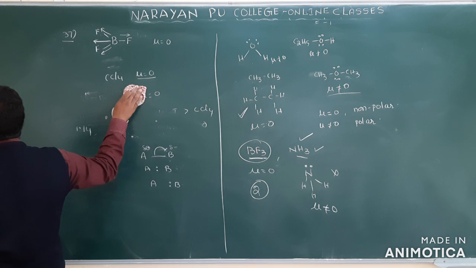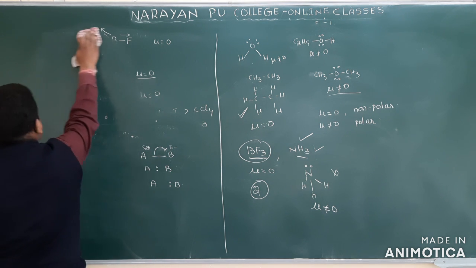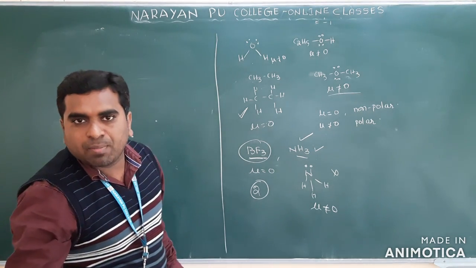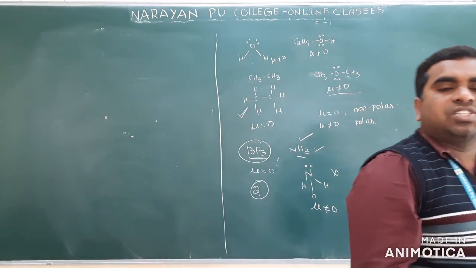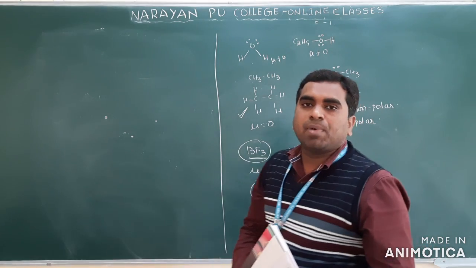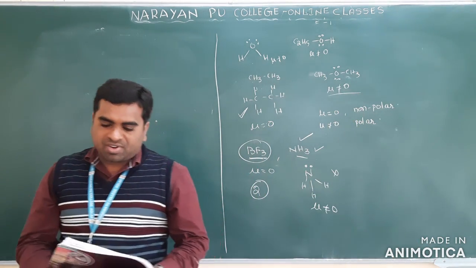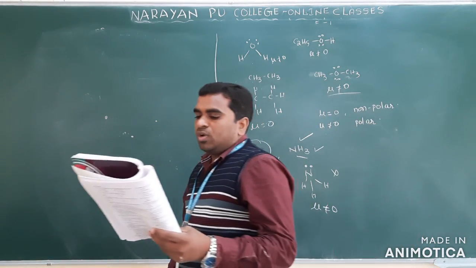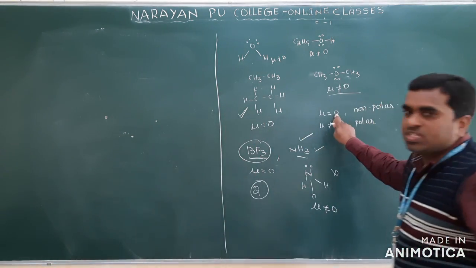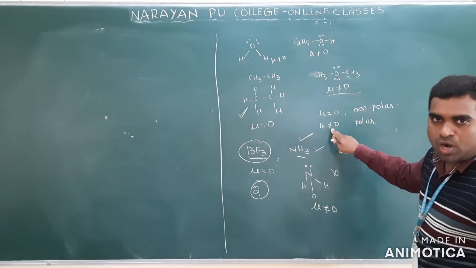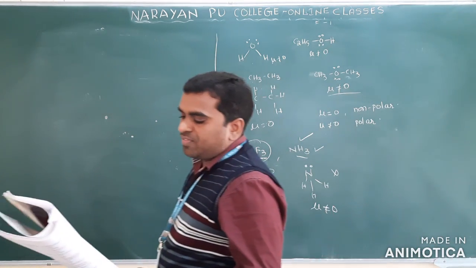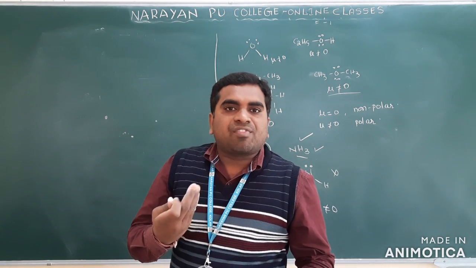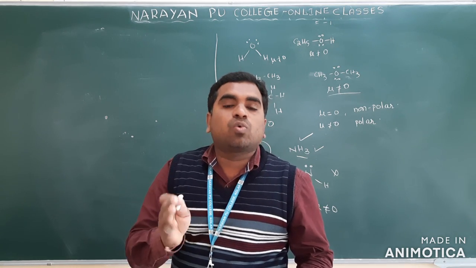Which one of the following is polar among the molecules? If they mention polar, you have to see the dipole moment, because the polarity of a molecule is measured by the dipole moment. Just now I mentioned: mu equal to 0, non-polar; mu not equal to 0, polar. So they are indirectly asking for which molecule the dipole moment is not equal to 0.